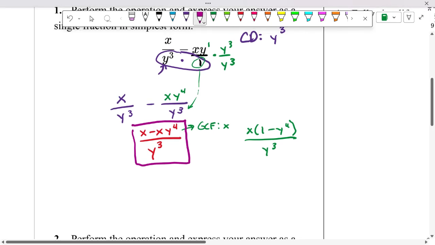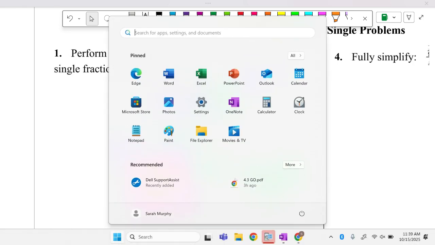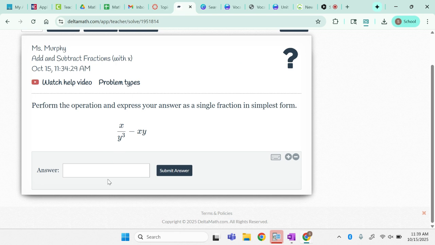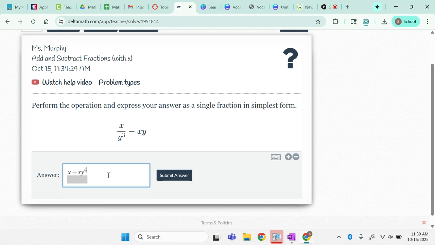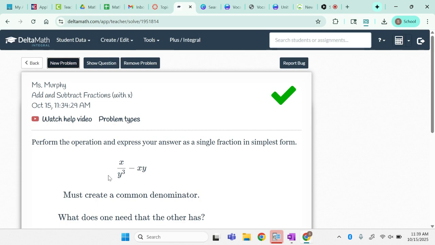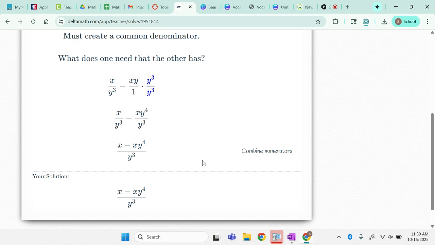If I go ahead and put that into Delta Math, it's that very first adding and subtracting. Just type it in exactly as we got it. So x minus xy to the fourth all over y cubed should be correct. Type it in exactly how we got it.